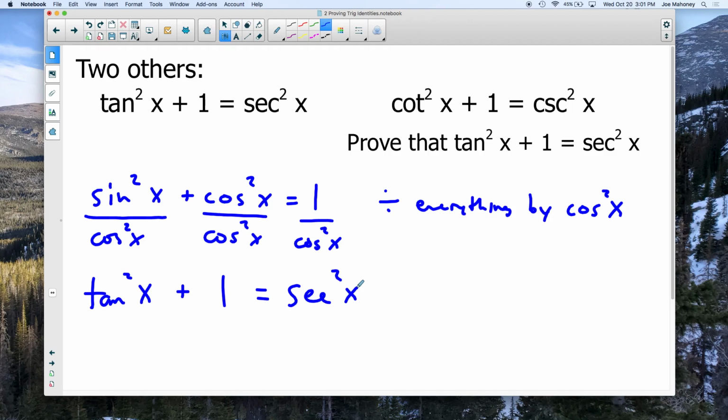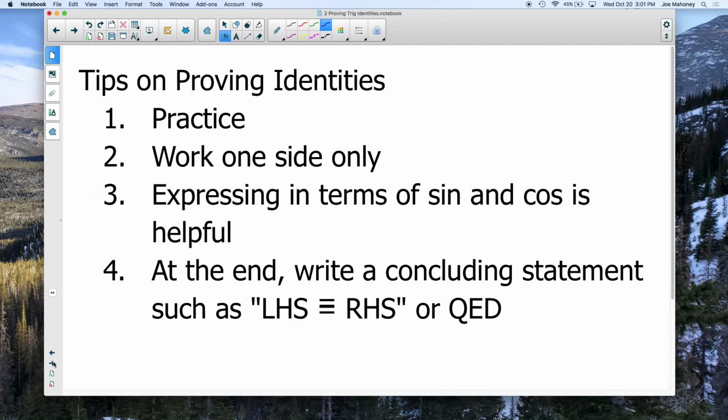So we have a couple of ground rules real quick as we go through these identities. Here are some tips. First of all, practice. The more of these you do, the more trends you start to see, the more things you're aware of that you can do, and the easier your problems become. Ideally, you only want to work on one side of the identity. The idea is that the identity is an equation. Start on one side and turn it into the other side using your knowledge of trigonometry and some algebra skills.